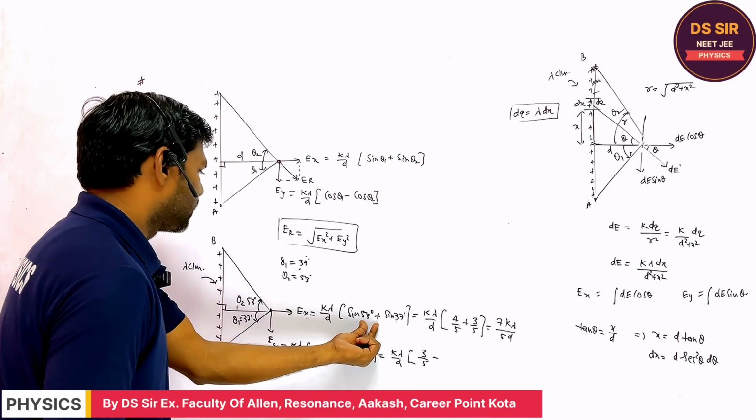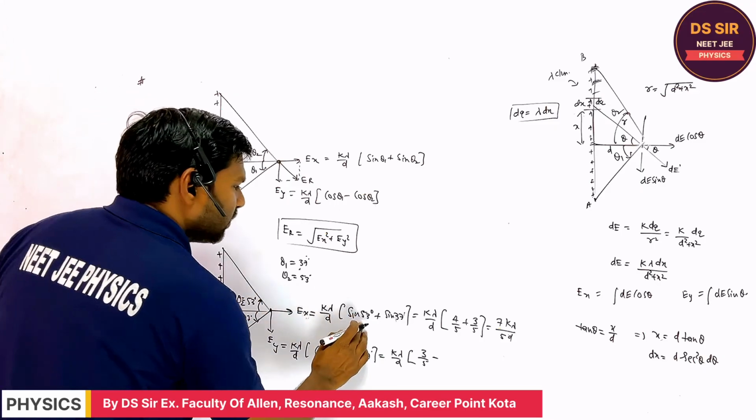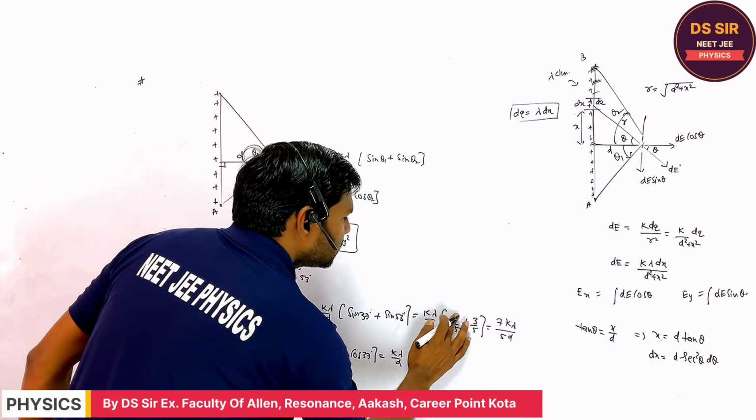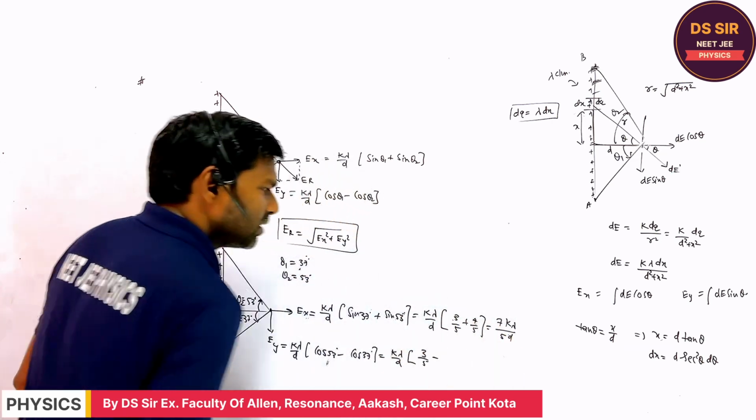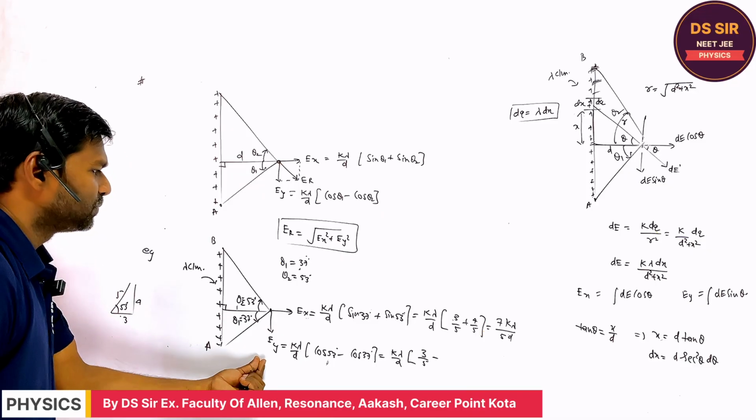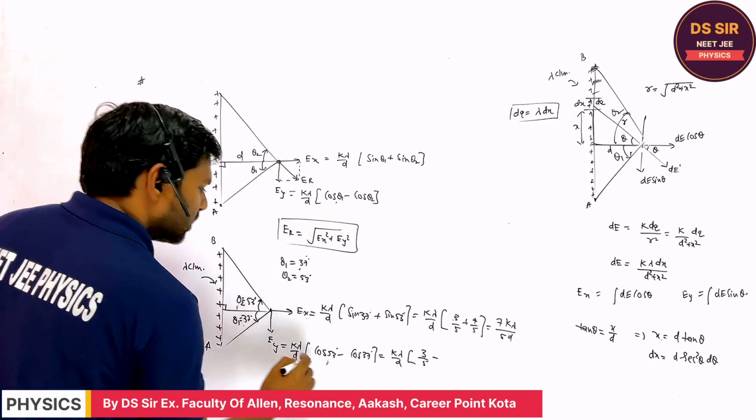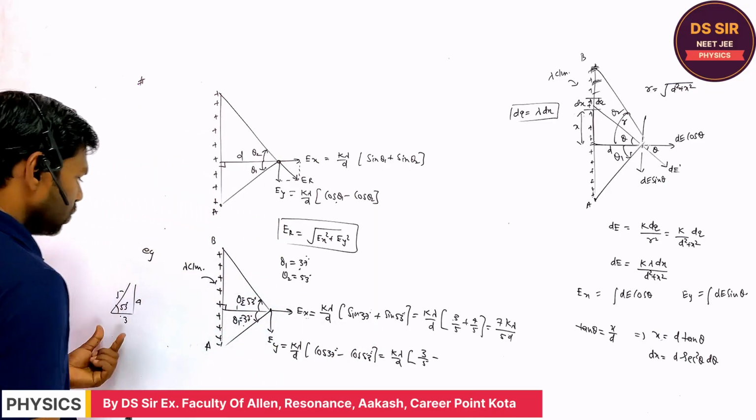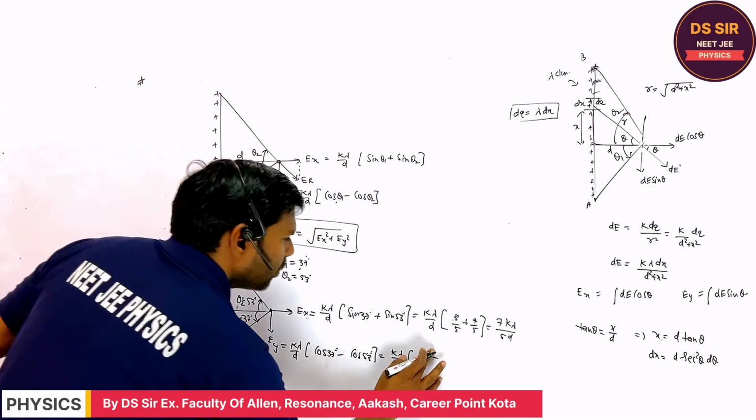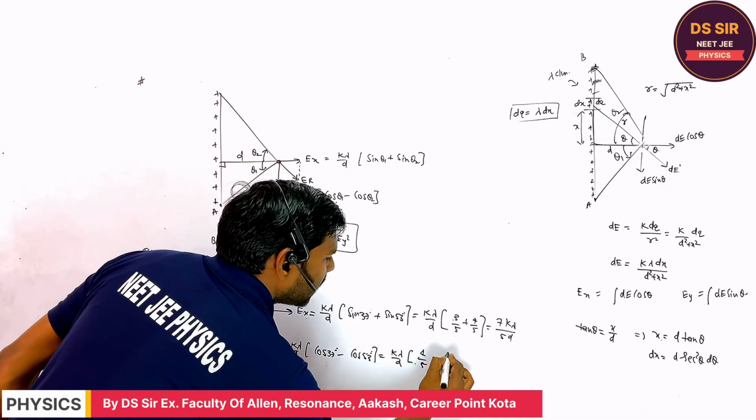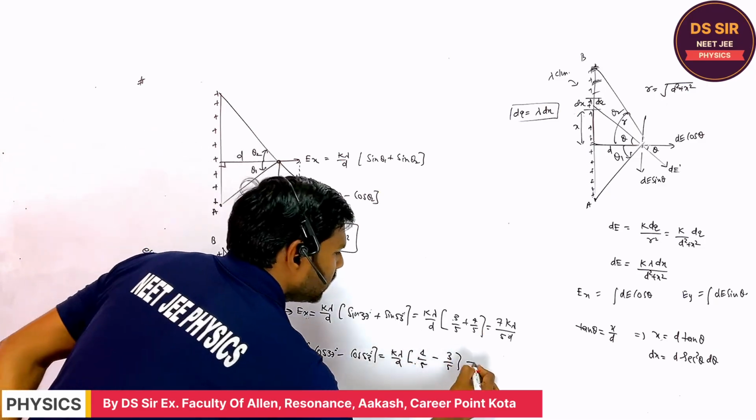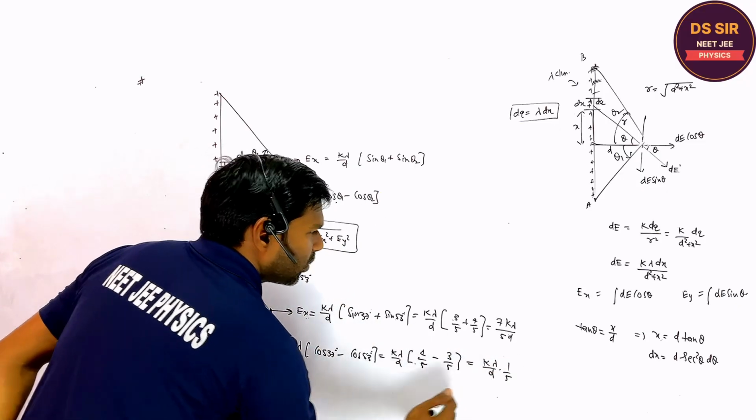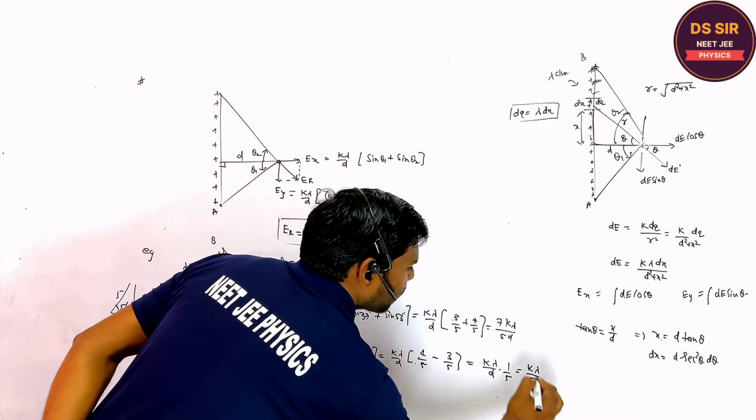Say theta 1 is 37, the answer will be the same. This is the 53, this is 3 by 5, this is the 4 by 5. There is no difference. The theta 1 is 37, right? And this is 53. So cos 37 is nothing but 4 upon 5, and this is 3 upon 5. So when you simplify, k lambda upon d into 1 upon 5, 4 minus 3 is 1, so 1 upon 5. So this is k lambda upon 5d.